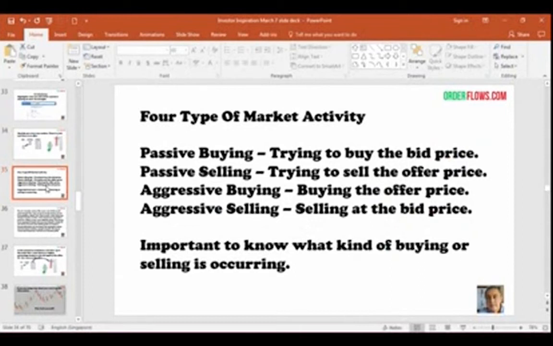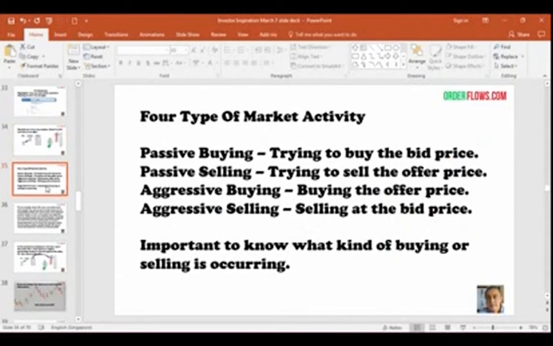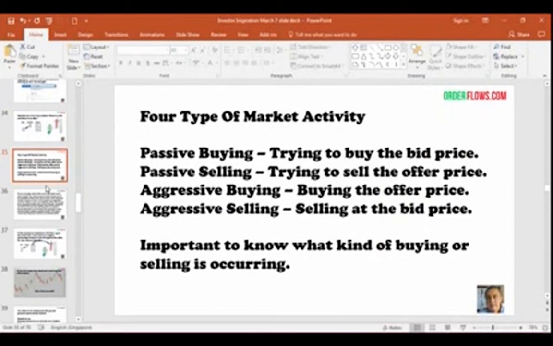So there's basically four types of market activity. Passive buying is when you work a bid, you try to buy at the bid price. Passive selling is when you try to sell at the offer price. You have your price in mind that you want to sell it at, and you're happy to sell it there. If you don't sell it, you take that chance. Aggressive buying is when you buy at the offer price. You want it, you have to have it, you pay the market price. In other words, a market order. Aggressive selling, you sell at the bid price. You're selling at the market.